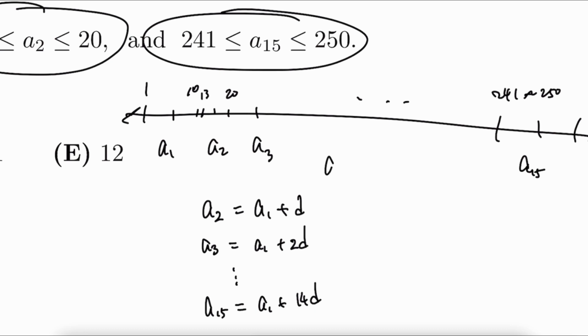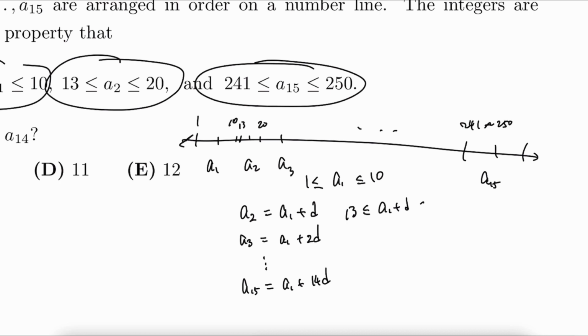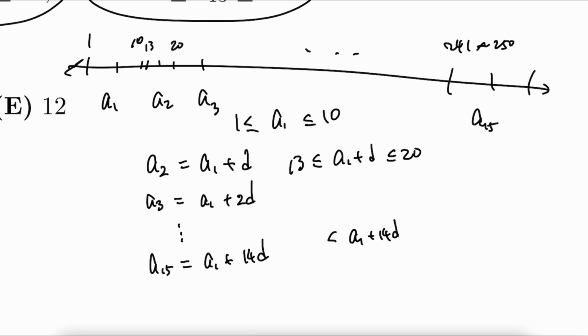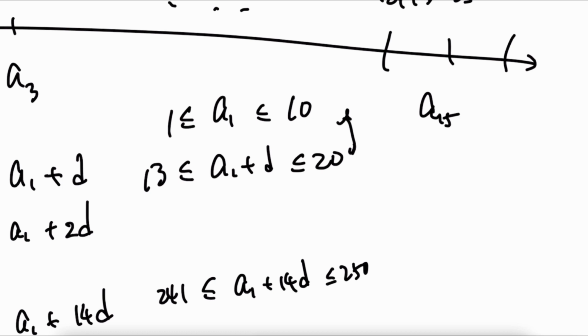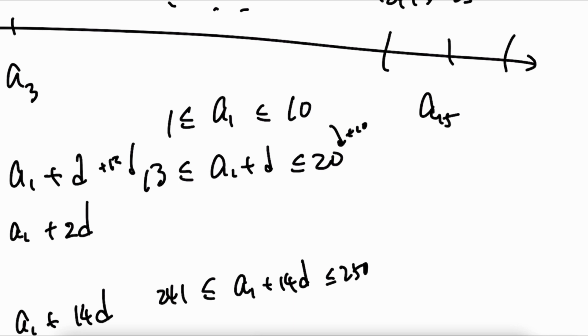So we know A1 is between 1 and 10, less than or equal to. And A1 plus D is between 13 and 20. And A1 plus 14D is between 241 and 250. If we subtract these two inequalities, we get 12 is, well, that's not how it works. Sorry, you can't do that with inequalities, but we know that has a 12 jump, that has a 10 jump, so we know that D is probably somewhere around that. We can't be sure that D is any of these. It doesn't even have to be between 10 and 12.